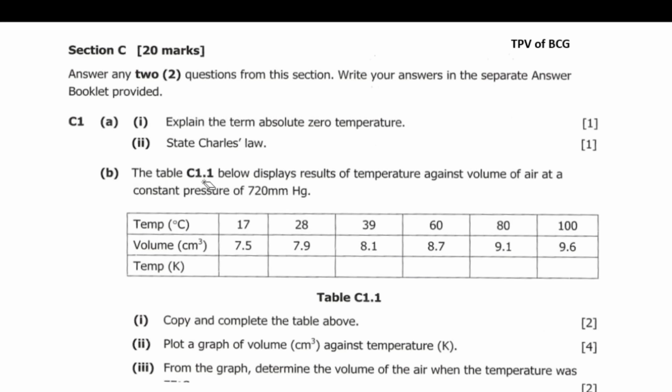Then B, they are saying the table C1.1 below displays results of temperature against volume of air at a constant pressure of 720 millimeters of mercury. Then they're saying copy and complete the table. So when you copy this table, here you are supposed to record what? Temperature in Kelvin. So you have to convert this temperature into Kelvin by adding 17 plus 273. This 28 plus 273, you get the total here. 39 plus 273, you put the total here. 60 plus 273, 80 plus 273, 100 plus 273, you put the total here.